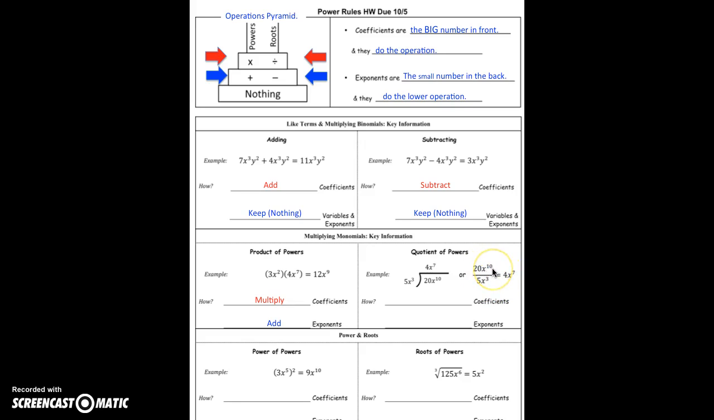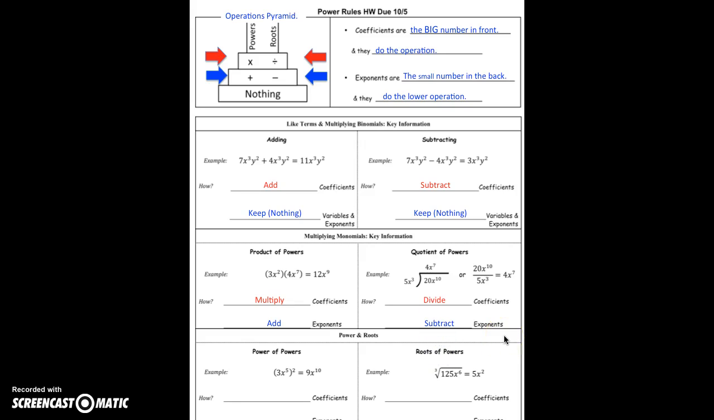You have to be careful though of the order. So just as it's 20 divided by 5, top divided by bottom for the coefficients, the exponents are going to be similar, in that it's going to be 10 subtracted by 3, so top subtracted by bottom.